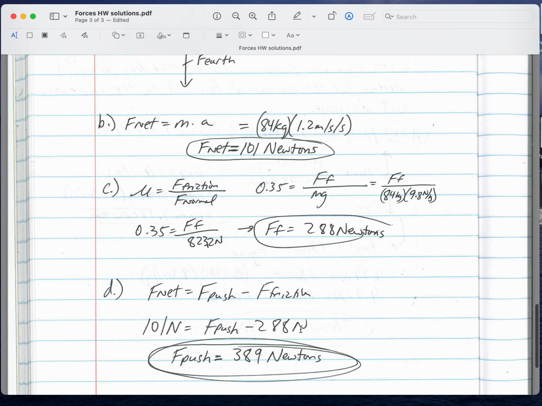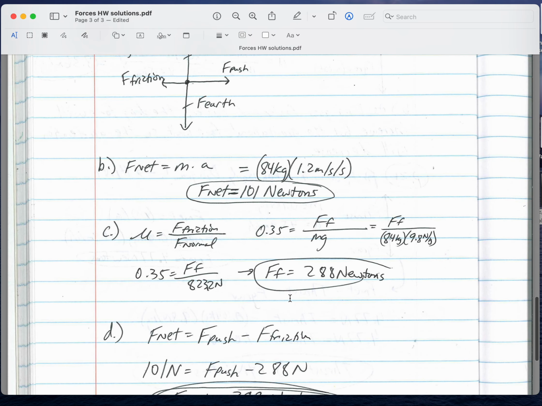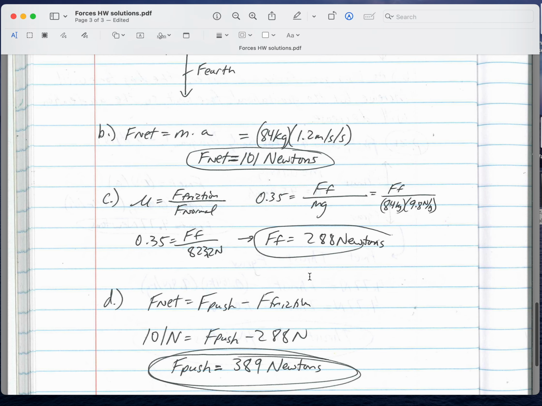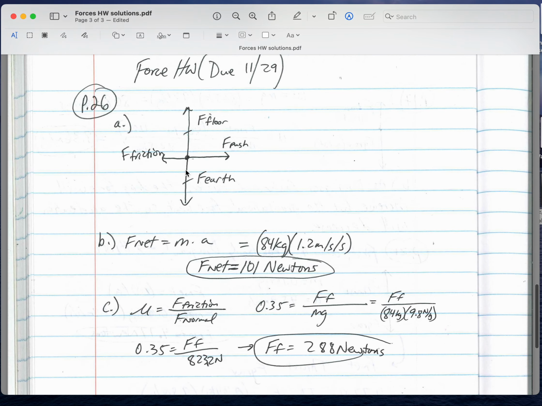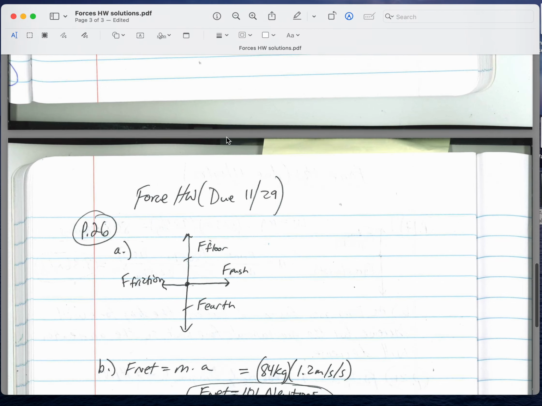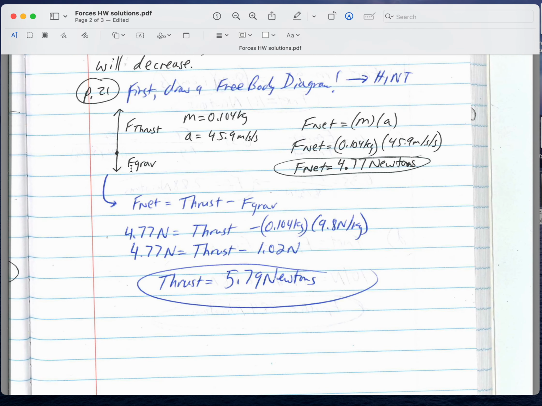So for part D, to find out my push, if I know that the force of friction is 288 newtons, and the net force is 101 newtons, the pushing force is going to be 288 plus 101. So I hope you can see how these last couple of problems, this free body diagram really helps me understand the math that I'm doing here. So this net force is equal to this minus this. That's exactly what's shown in the free body diagram. The same way here, the net force is equal to thrust minus gravity. That's what's shown in the free body diagram.